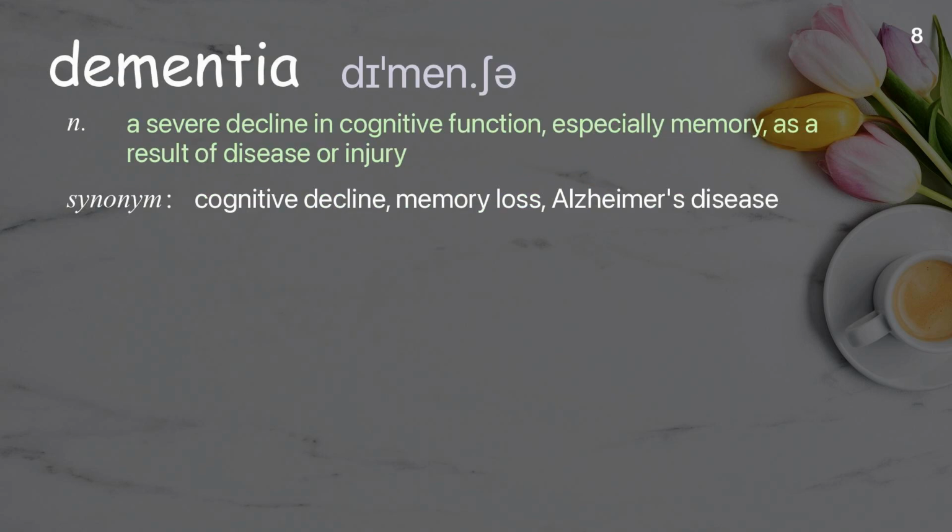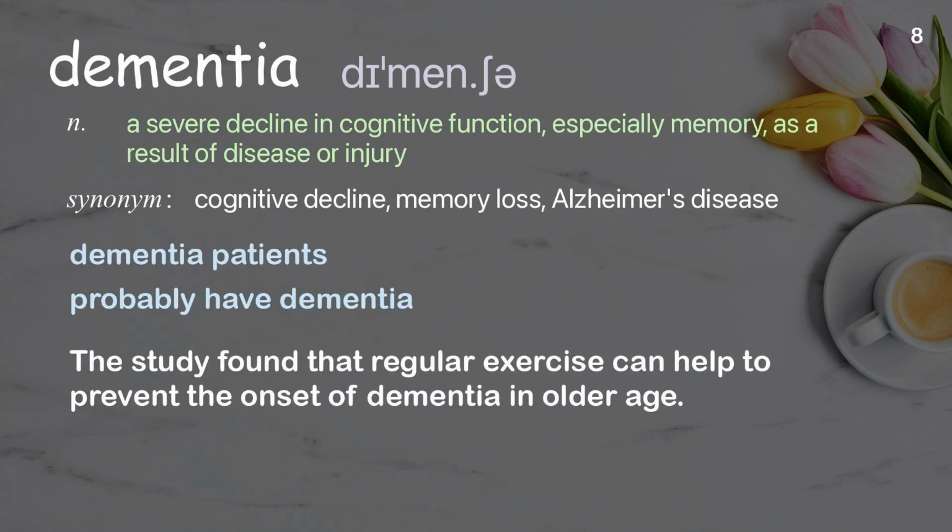Dementia. A severe decline in cognitive function, especially memory, as a result of disease or injury. Examples: Dementia patients. Probably have dementia. The study found that regular exercise can help to prevent the onset of dementia in older age.